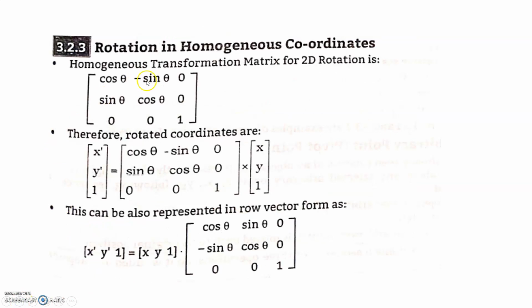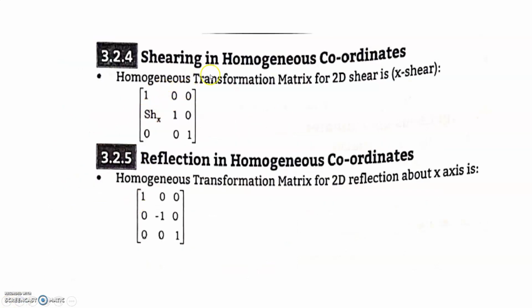Next, we studied rotation in homogeneous coordinates. This is the transformation matrix for 2D rotation. Then the rotated coordinates, that are x dash y dash 1, would be calculated by this particular formula. Next, we studied shearing in homogeneous coordinates and reflection in homogeneous coordinates. Again, I am repeating, you have to learn the formulas by heart as they are.